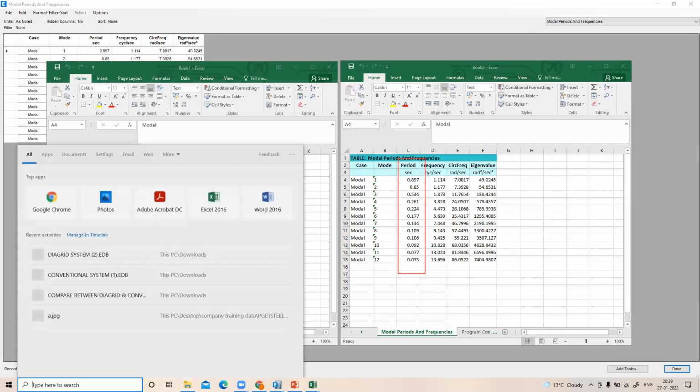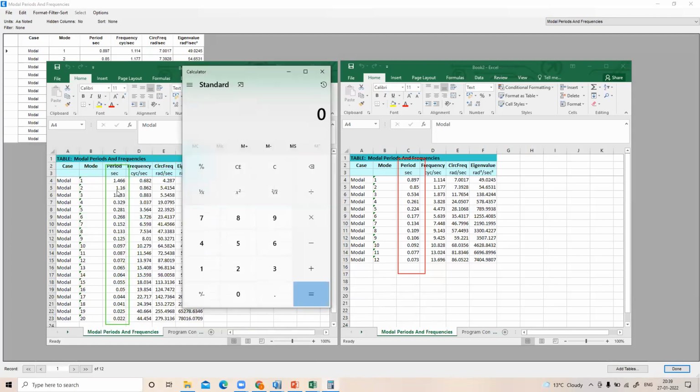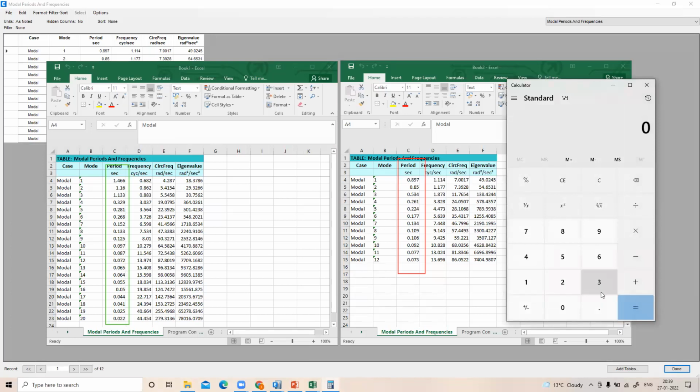Okay, so now you can see the real application of these things. Let me open this calculator to calculate our value. The first value is 1.466 minus 0.897. Fine, so we have 0.567. So the difference is 0.567. This Diagrid structure is giving almost 35% better result, if you convert into percentage. Am I right?